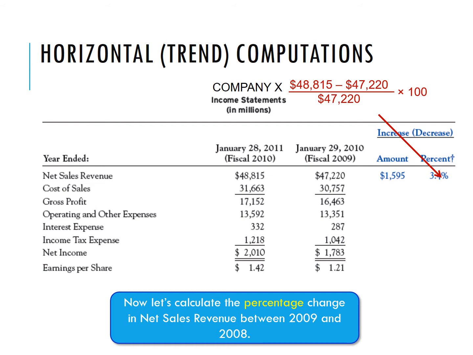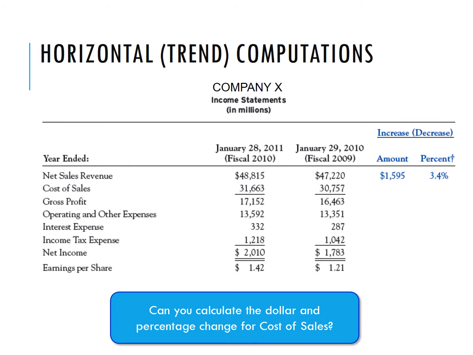I think this is going to be very useful, and I expect to see this in your analysis for your papers for this class. So let's calculate the dollar and percentage change for cost of sales. For the next line, pause the slide and go ahead and calculate that. Okay, so what you should have seen is an increase of $906, which comes out to a 2.9% increase in cost of sales.